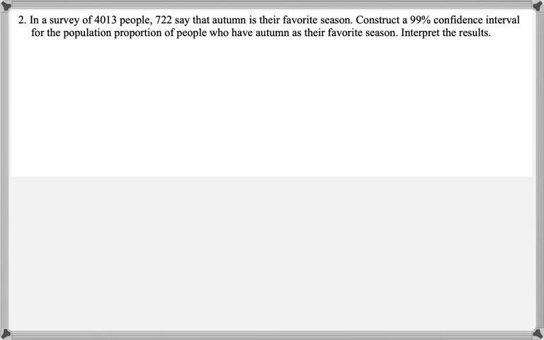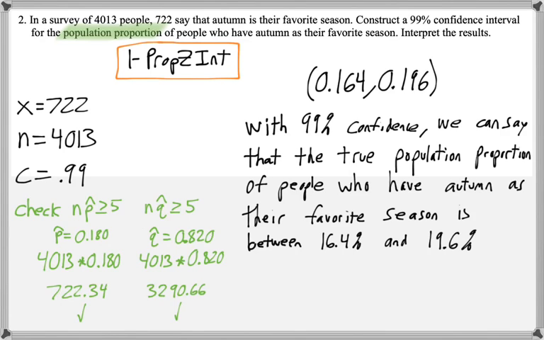Here is the rest of the question, so you can pause the video right now and copy this down. Number 2 is asking for an interval on the population proportion. So we know we have to use the one prop z interval. And here is the rest of the question.